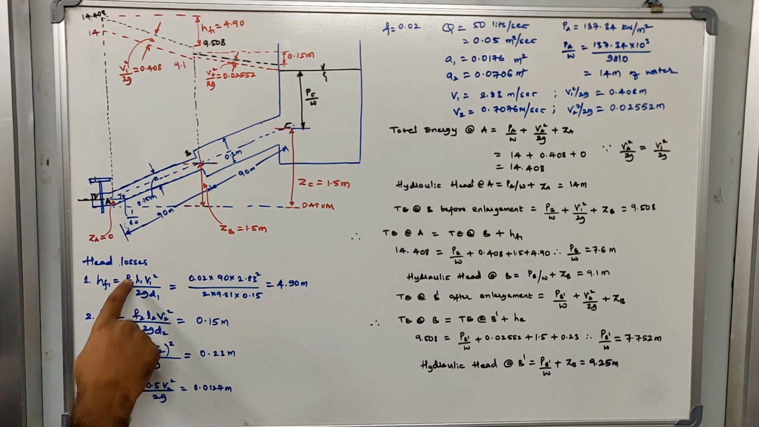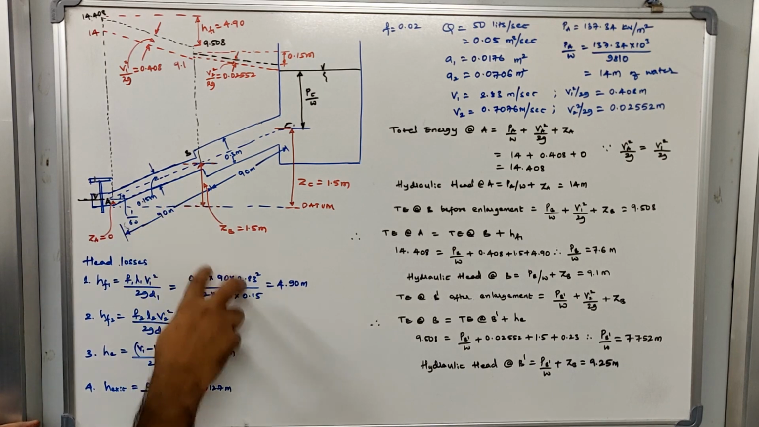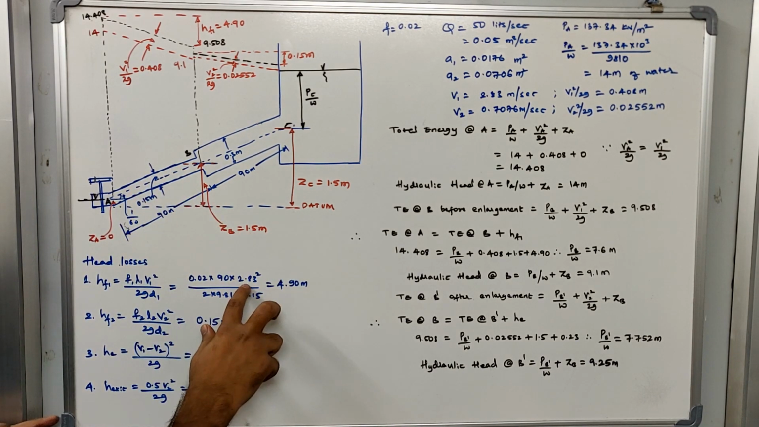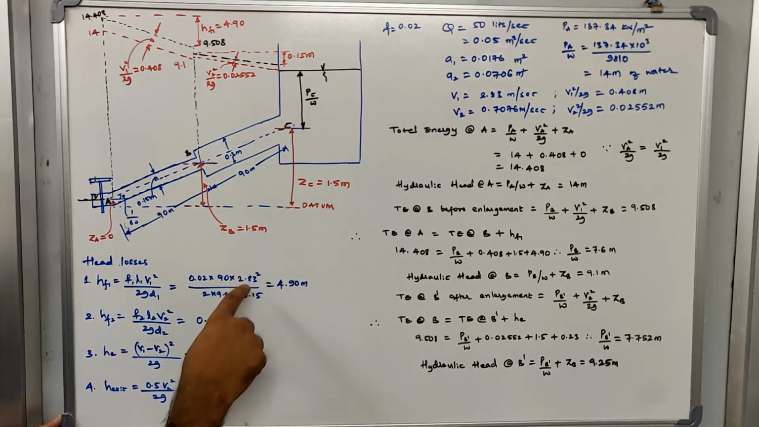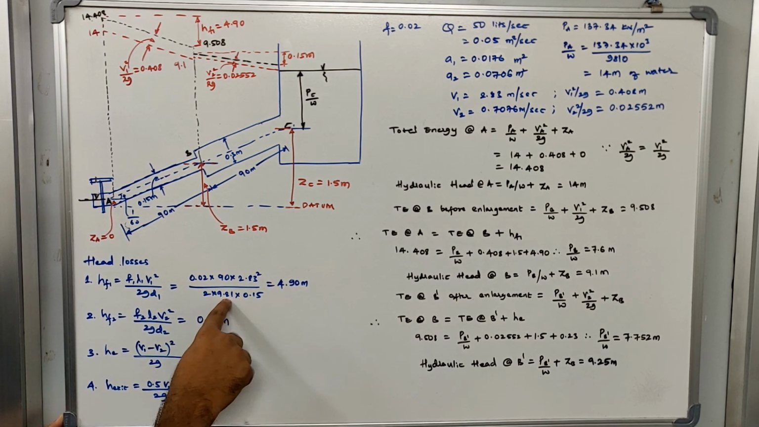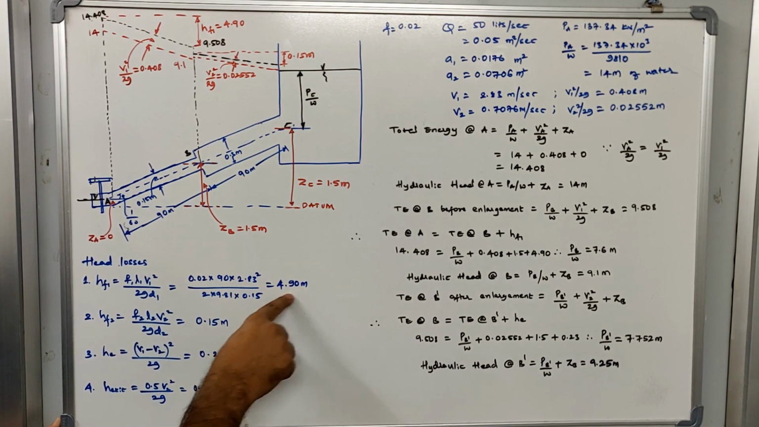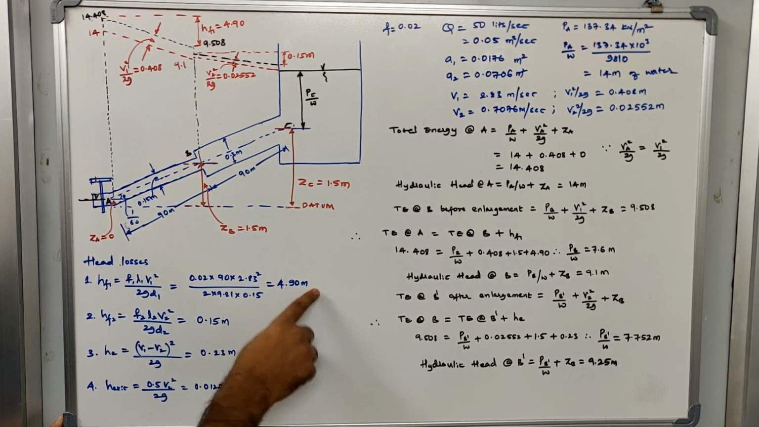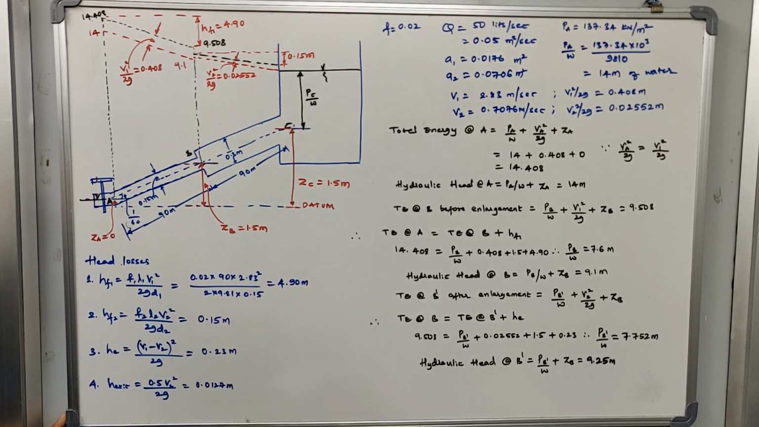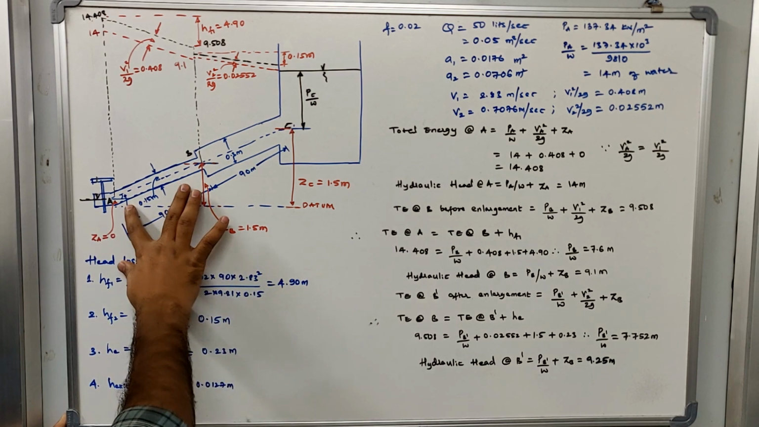Okay, now let us substitute the value of F, 0.02. Let us substitute the value of length AB, which is 90 meter, and we know the velocity in pipe AB, which is 2.83, V1. So 0.02 into 90 into 2.83 square divided by 2 into 9.81 into 0.15, 0.15 being the diameter of the pipe. We will get the head loss that is going to take place from A to B, which is 4.90 meter. Okay, so we have calculated the head loss here.